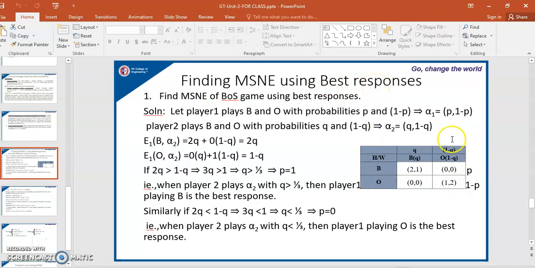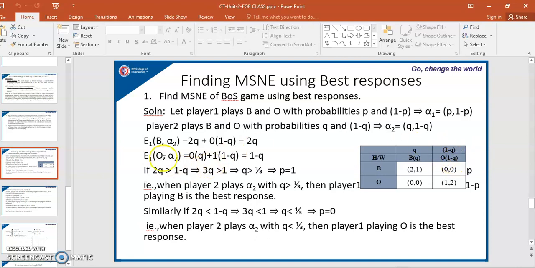So, first one again the BOS game. Here again we assume that player 1 is playing B with the probability P and player 1 is playing O with the probability 1 minus P, and player 2 is playing B with Q and 1 minus Q will be the probability of action O.